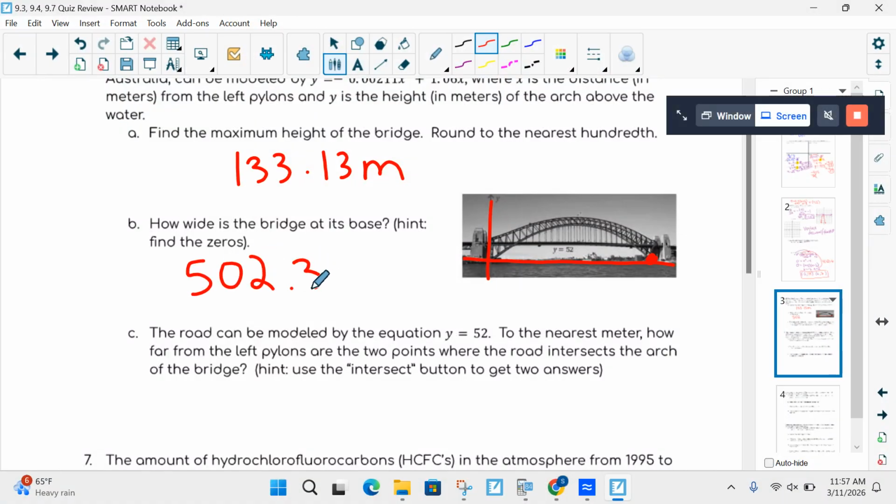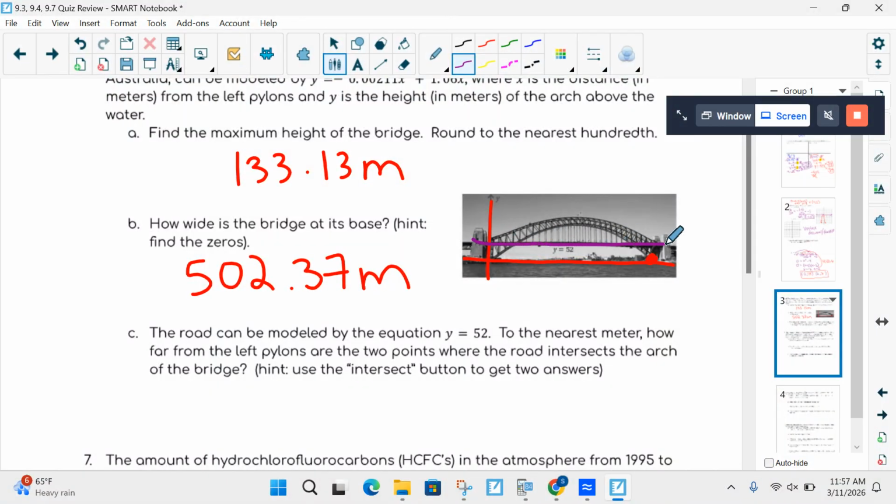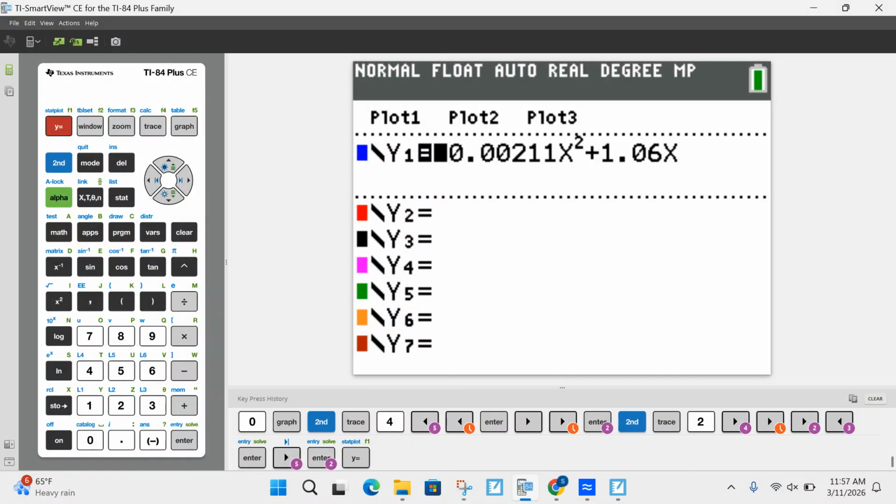502.37 meters. Now, the road can be modeled by the equation y equals 52. To the nearest meter, how far from the left pylon are the 2 points where the road intersects the arc of the bridge? It gives you a hint. As you can see in the picture, it has this horizontal line that represents the road. We can type that into our calculator into our y2, and it'll give us the same thing, and we can use our intersect button that we learned how to use yesterday.